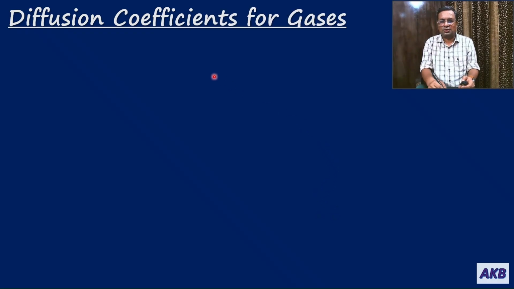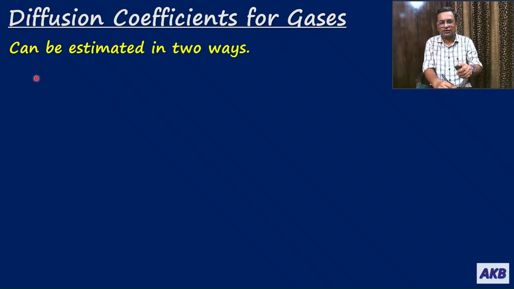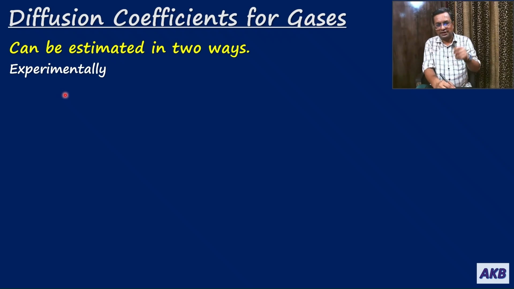Now let us talk about various equations that are available in the literature for estimating diffusion coefficients for gases. Before that, we need to understand that there are two ways in which you can estimate diffusion coefficients. So diffusion coefficients for gases can be estimated in two ways. One is you can do it experimentally, you carry out some experiments, and then by appropriately representing the data, you can get diffusion coefficients.